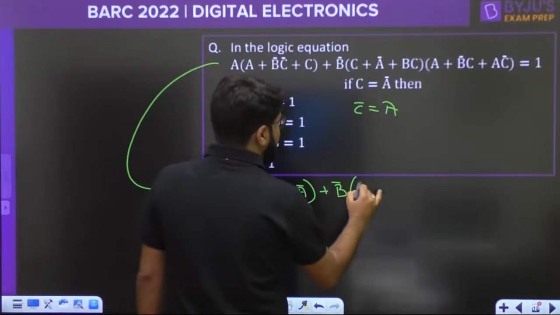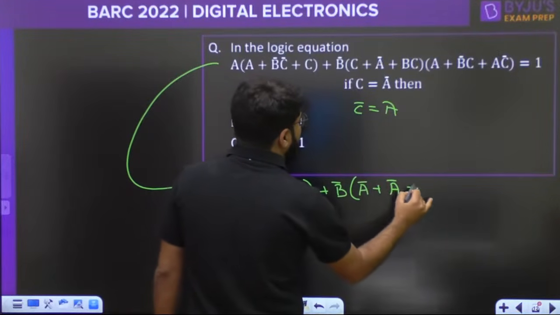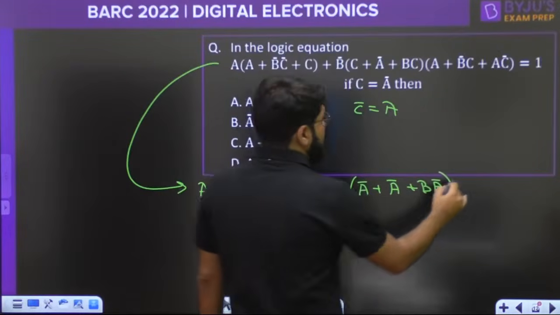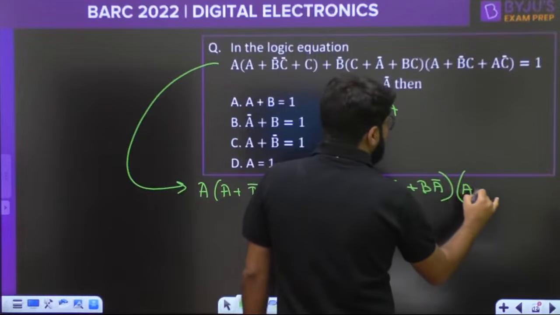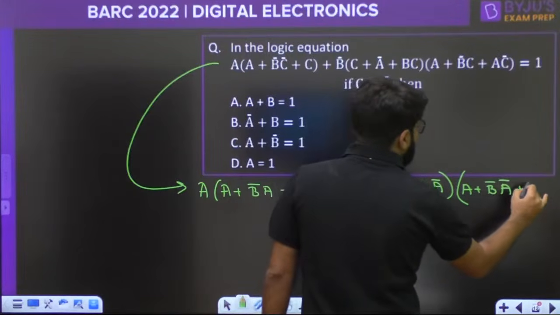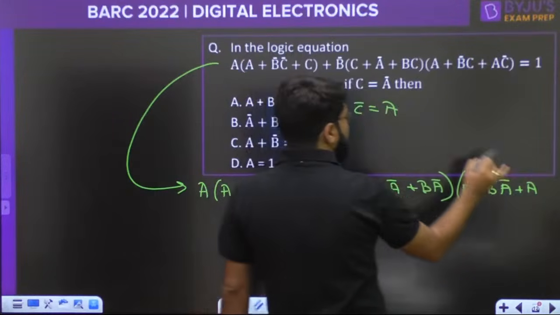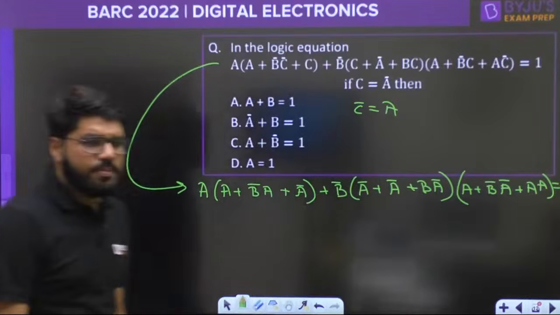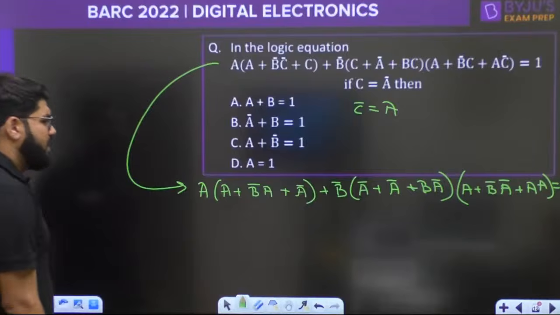C is replaced by A bar, then you have A bar, then you have BC, and C is equal to A bar, multiplied by A plus B bar into C. C is equal to A bar plus A C bar, and C bar is A. This is equal to 1, and we need to select the correct option.